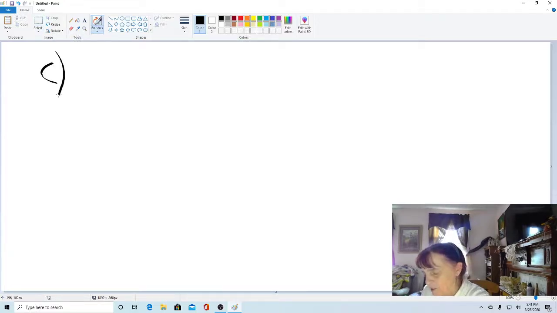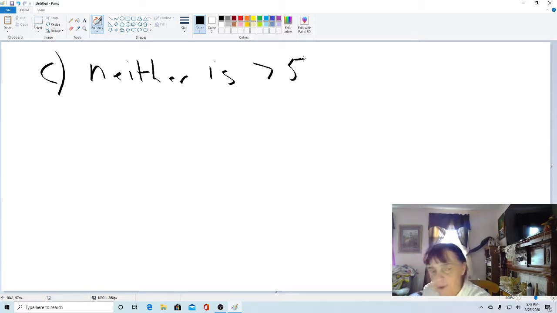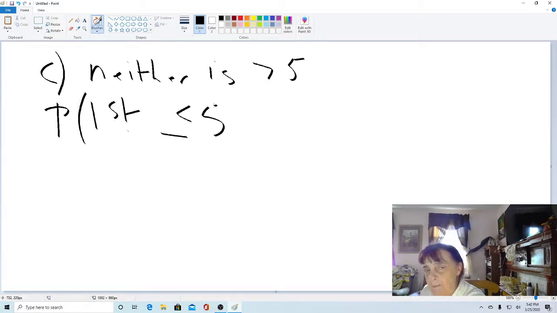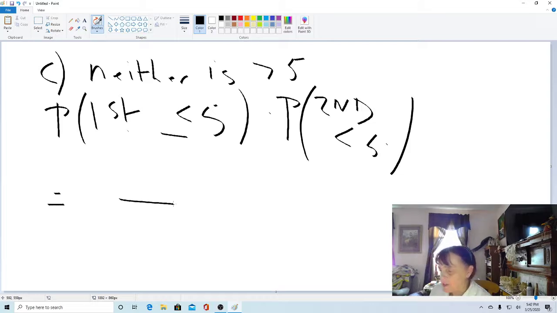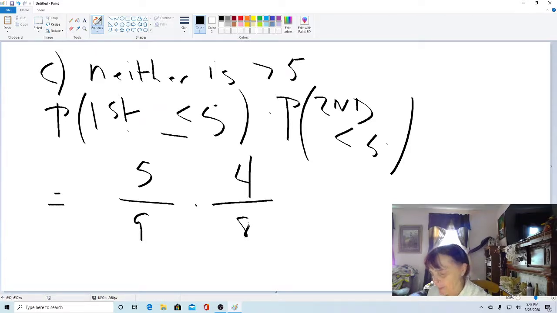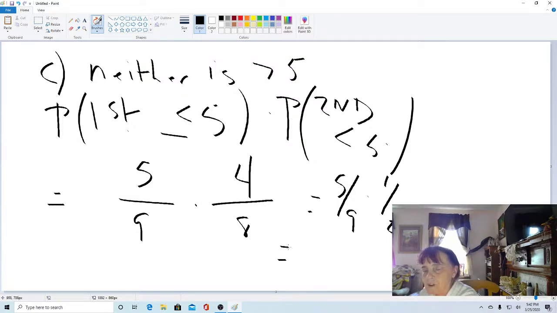Okay, probability neither number is greater than 5. So that's the probability the first one is less than or equal to 5 times the probability the second one is less than or equal to 5. How many are less than or equal to 5? It'd be 5 over 9 times 4 over 8. And so that's also 5 ninths times 1/2, which is 5 eighteenths.